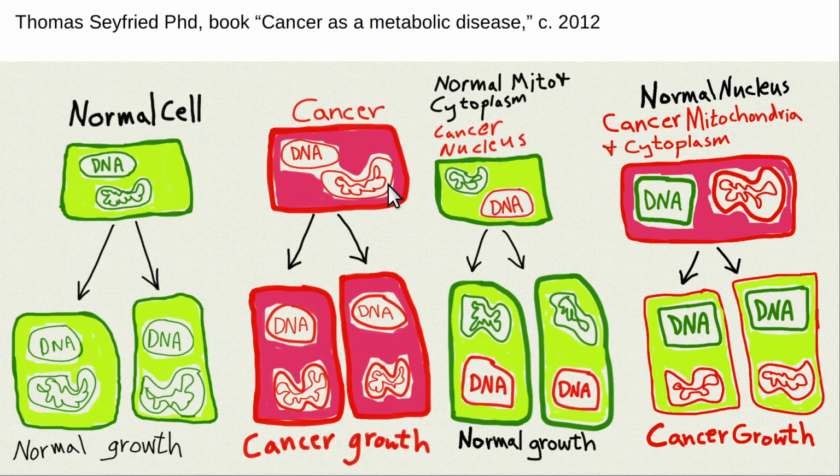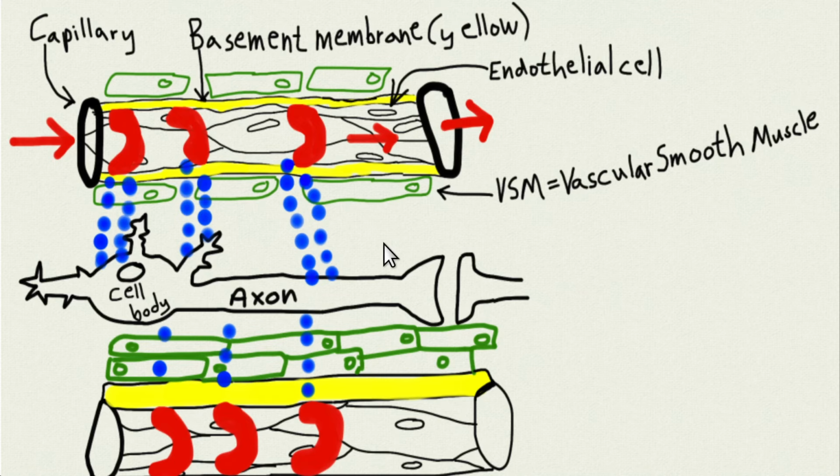Okay, here's a little bit more supportive information for the metabolic theory. This is from the book by Thomas Seyfried, and it's from his lectures, Cancer as a Metabolic Disease. The guy did some great research, and he shows that injury to the mitochondria and abnormal cell cytoplasm is what's causing cancer. It's not the problem with the DNA and the nucleus. That's an important point. Okay, that fits with the metabolic theory of cancer.